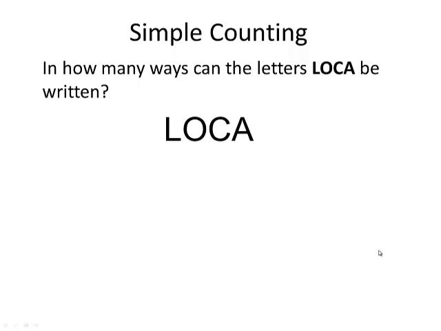Simple counting principle for this: how many ways can the letters LOCA be written? So this is one way, right? Or we can say it's 4 factorial, right? Because that's going to be 4 times 3 times 2 times 1. You can choose 1 out of 4 letters to put in the first position, and then you're going to be left with 3 letters left over. Then you can choose 1 out of 3, and then 1 out of 2, and then the last letter is the one that's left over. That's always 1. So that's 4 factorial.